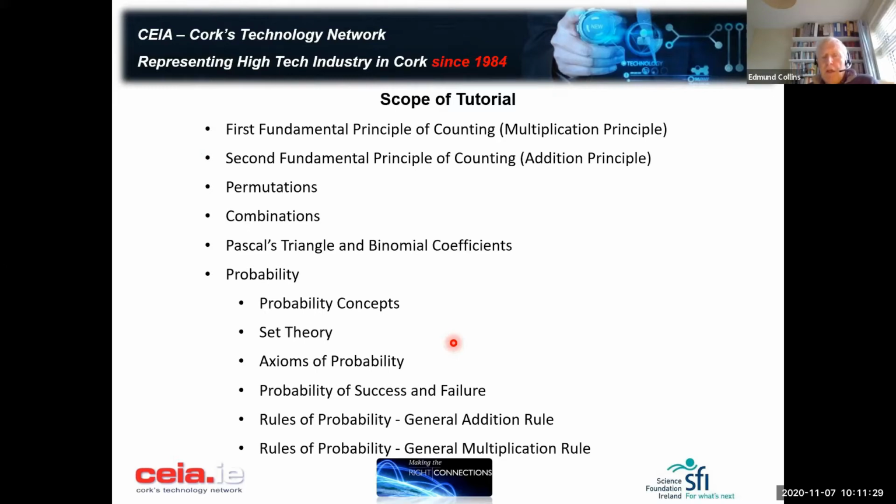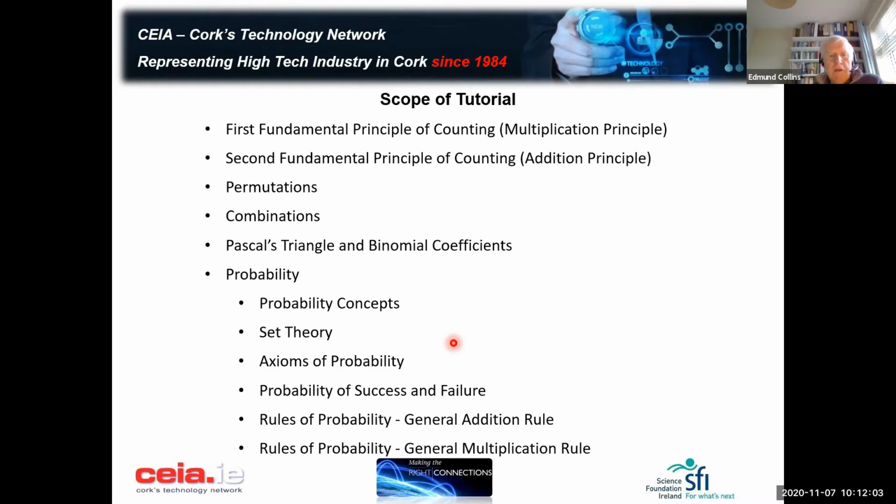Combinations are used extensively in problem solving for a lot of the problems that you'll see on the Leaving Cert involving probability. So you have to be very confident in working with combinations. We'll have a quick look at Pascal's triangle and binomial coefficients. We'll probably take a break then at that stage, possibly around 11 o'clock or 10 past 11 for 10 minutes or so. And then we'll move on to probability proper.